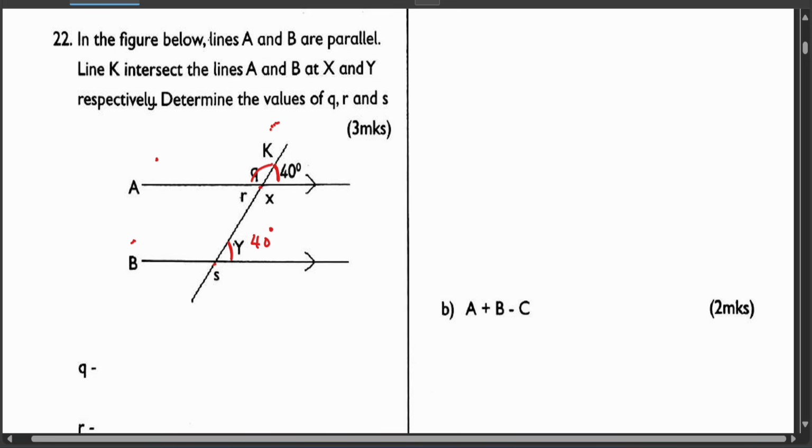For this angle, how do you get it? It's by taking 180 minus 40, because this is a straight line. Therefore, 180 minus 40 equals 140. So here it is 140 degrees.